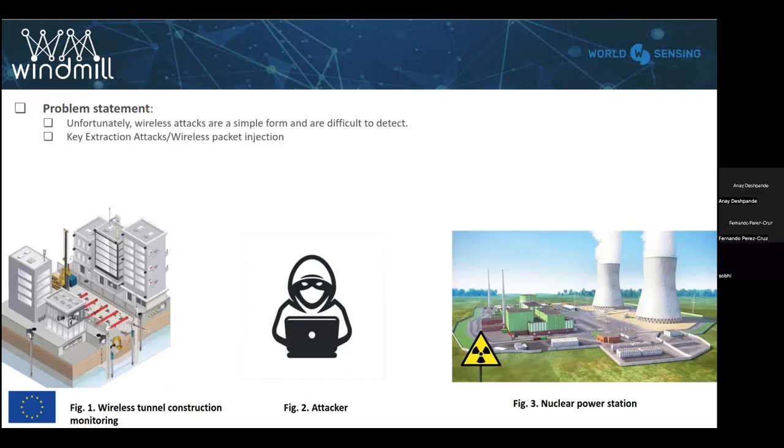Then I will start wireless packet injection. I will start sending packets to the network server, claiming that I am one of the sensors belonging to this network. Now, neither the network server nor the application will be able to detect or discriminate whether I am a node belonging to the network or the attacker, because I am sending the data encrypted using the two keys.